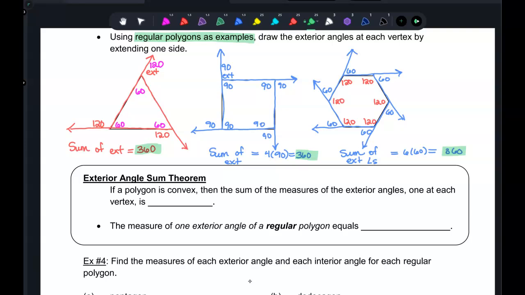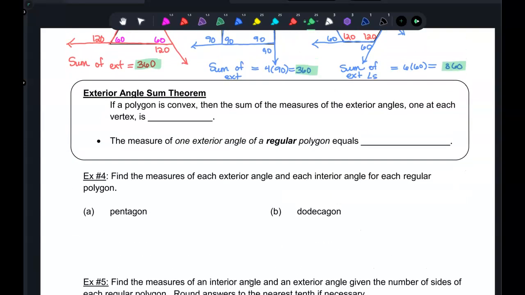So if I had 10 sides, what are all the exterior angles going to add up to? 360. So it doesn't matter. Some people call it a trick question, but I always put one on the test and the quiz. If I say a polygon is convex, the sum of the exterior angles is always 360. So what is the sum of the exterior angles of a dodecagon? 360. What's the sum of the exterior angles of a 24-sided polygon? 360. Every single time it's automatically going to be 360.